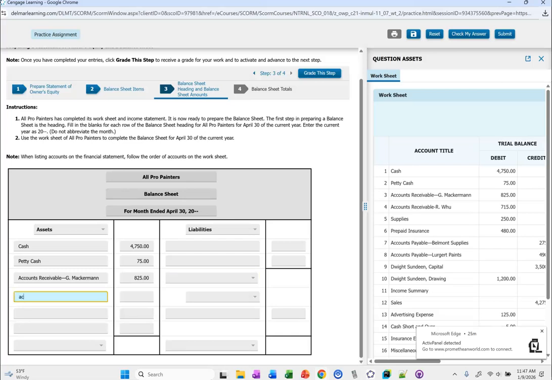And our other accounts receivable, so that's Woo, which is 715. And then we have supplies. Everybody's good with where I'm pulling these from, right?